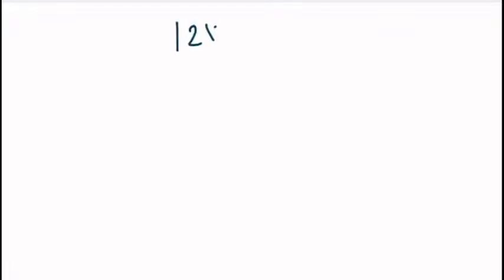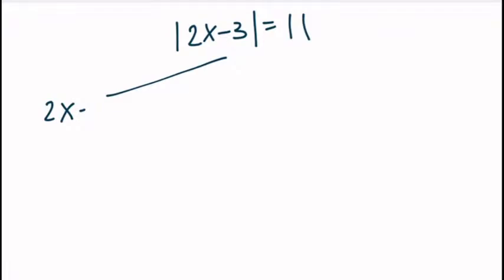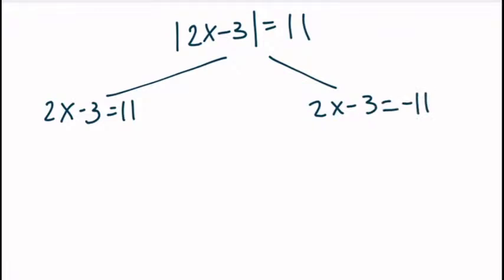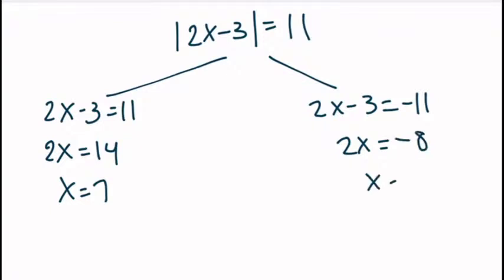2x minus 3 equals 11. 2x minus 3 equals 11. 2x minus 3 equals negative 11. 2x equals 14, x equals 7. 2x equals negative 8, x equals negative 4.